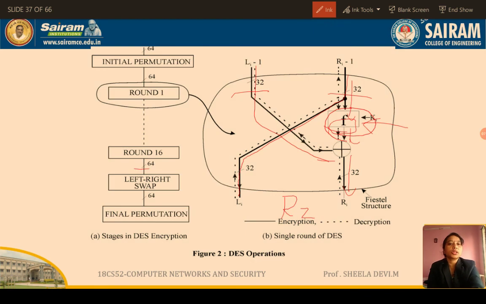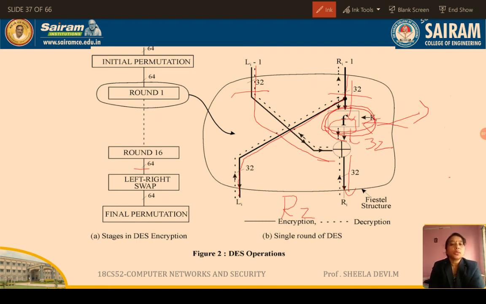See, in this function there are four operations happening, that is expansion, XOR with the round key, substitution and permutation. After that we will get a 32 bit value, right? That 32 bit value is XORed, then we will get another 32 bit value which will go as the input to the subsequent rounds. Okay, so what is this function? Function is nothing but again four operations done in the function: expansion, XOR with the round key, substitution and permutation.